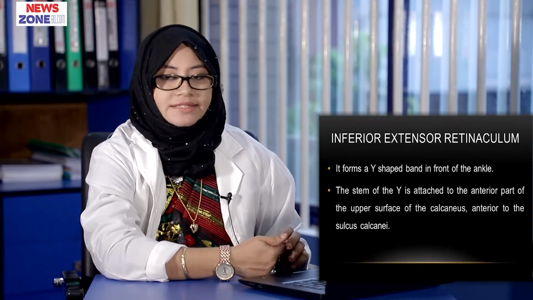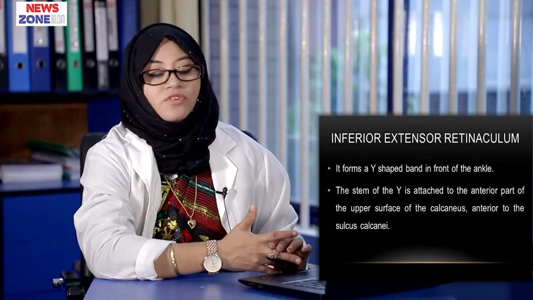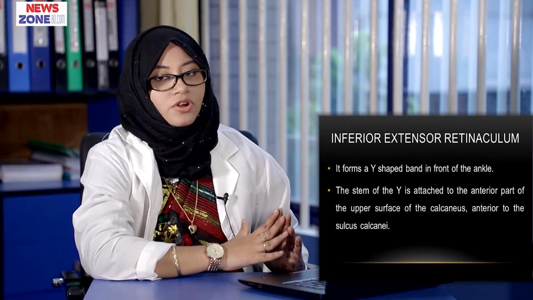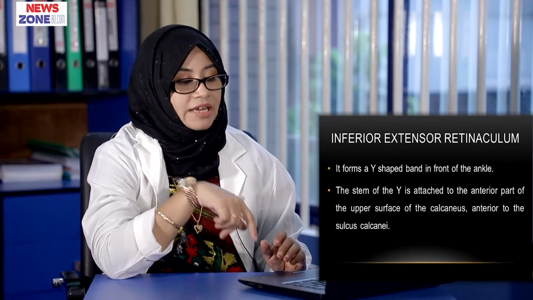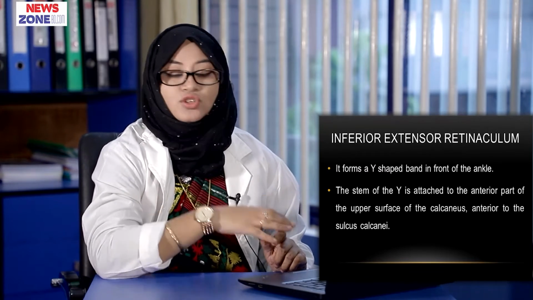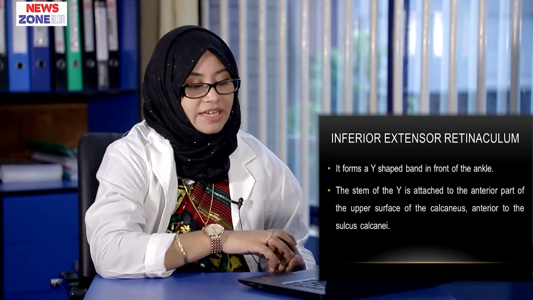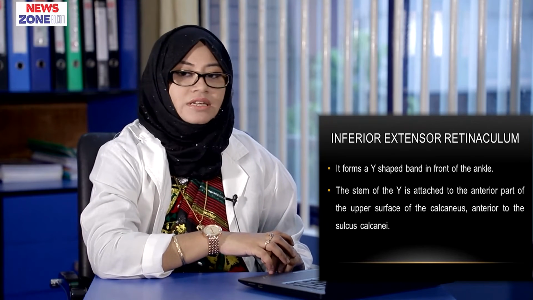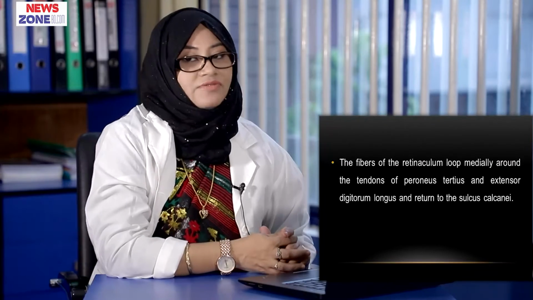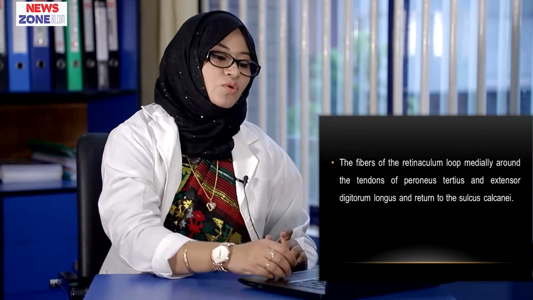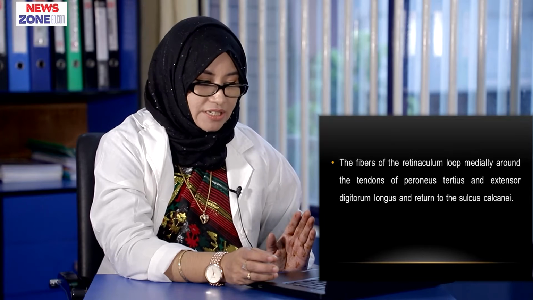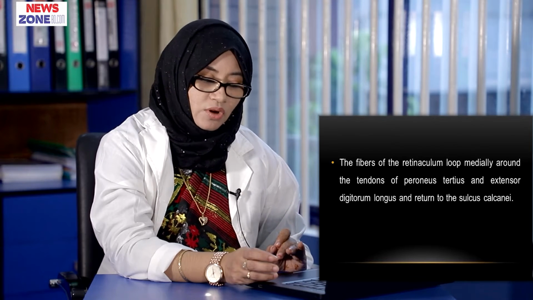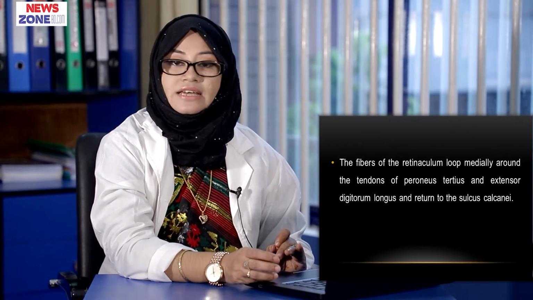Now, inferior extensor retinaculum. It forms a Y-shaped band in front of the ankle joint, and the stem of the Y is attached to the anterior part of the upper surface of the calcaneus, anterior to the sulcus calcaneus. And the fibers of the retinaculum loop medially around the tendons of the peroneus tertius and extensor digitorum longus and return to the sulcus calcaneus.